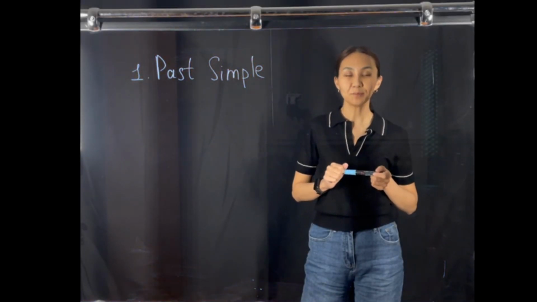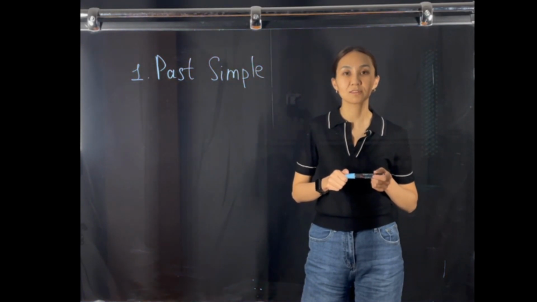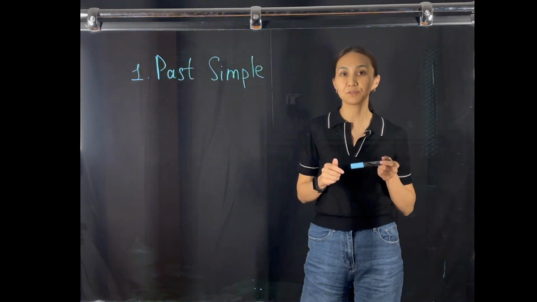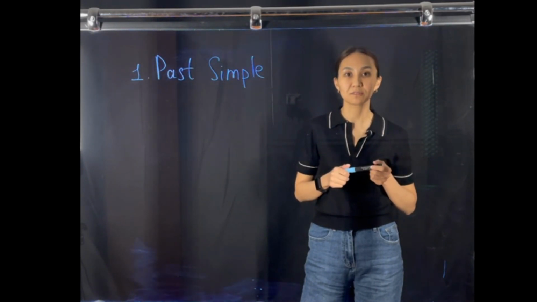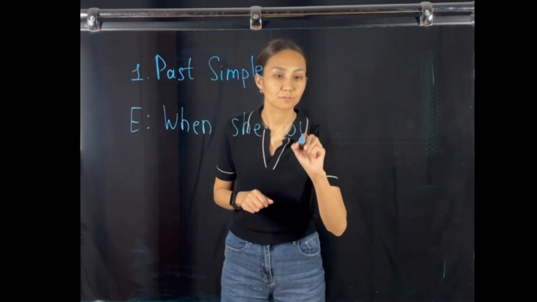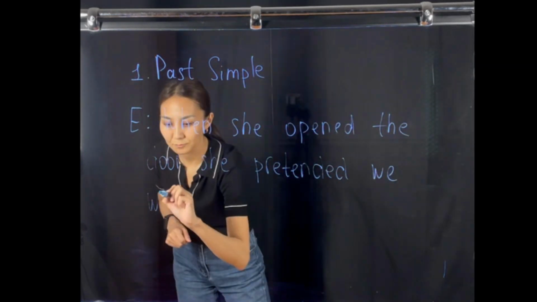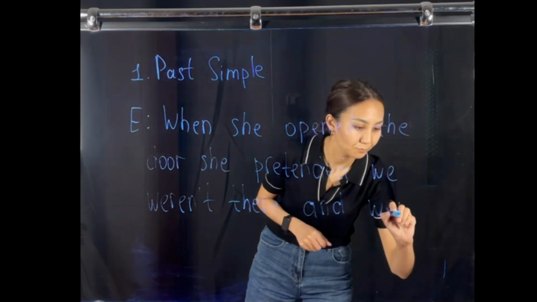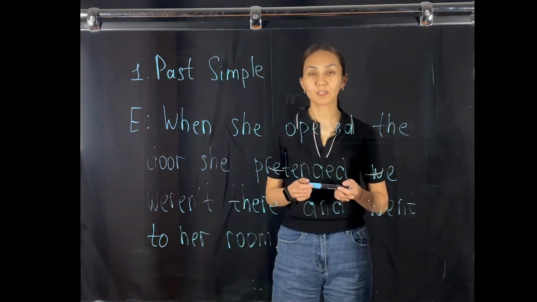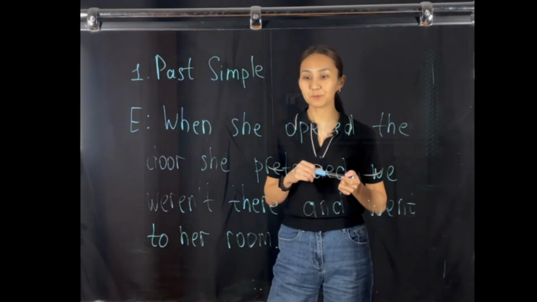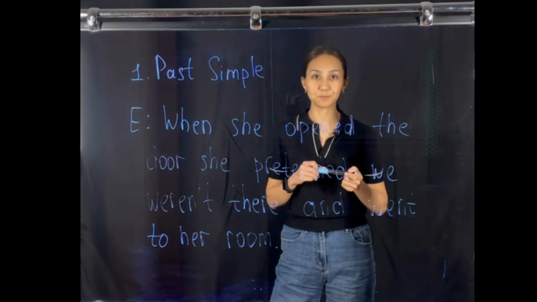We use past simple to talk about consecutive actions or situations. Consecutive means the actions happened one after another without an interruption. For example, when she opened the door, she pretended we weren't there and went to her room.